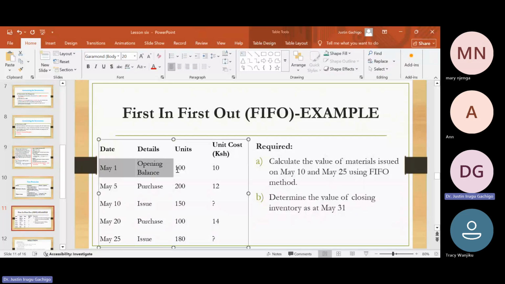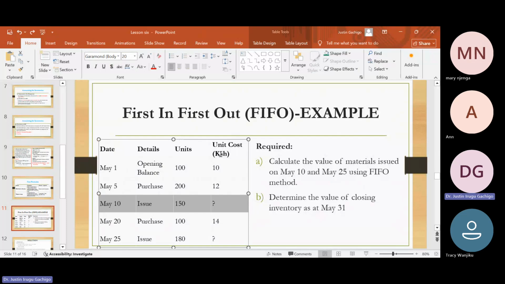So we have these dates here. On May 1, we have an opening balance of this. According to first in, first out, these are the ones that you are going to sell first, at a cost of 10 shillings. Once you exhaust that one, you go to this one, and then you sell this one at a cost of 12. So here we have a case where we issued 150 inventory. So how are we going to value this?